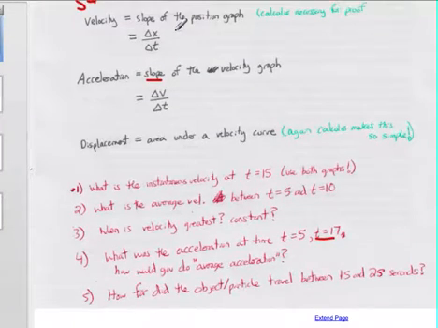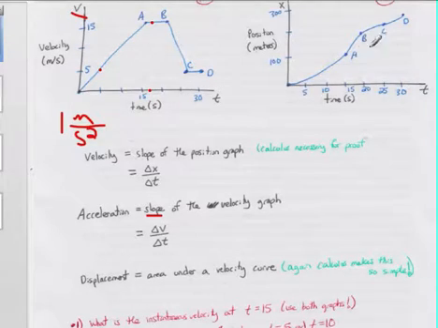Number 5, how far did the particle travel between 15 and 25 seconds? We could do that with either graph. We'd have to trace it up and look at how much the position value, the x value, has changed this time. That's going to be tricky to do. Let's just do it with a velocity graph.